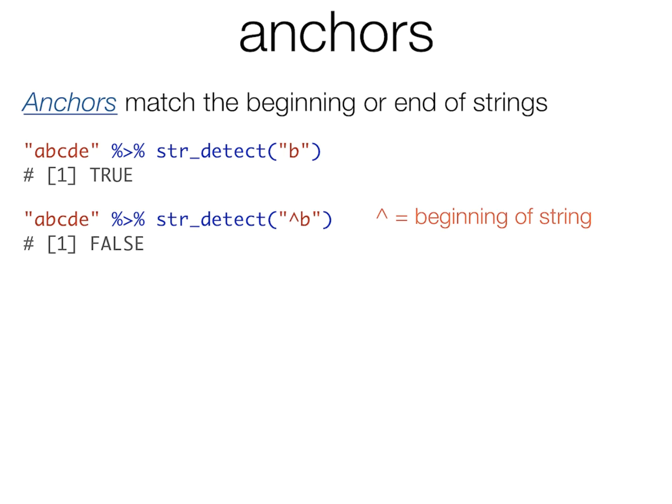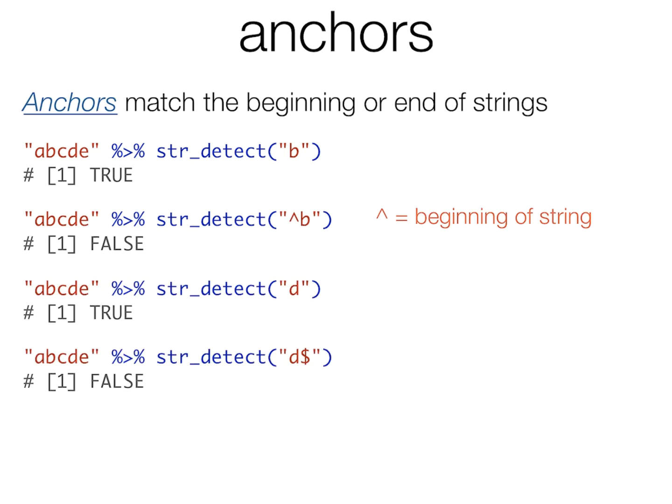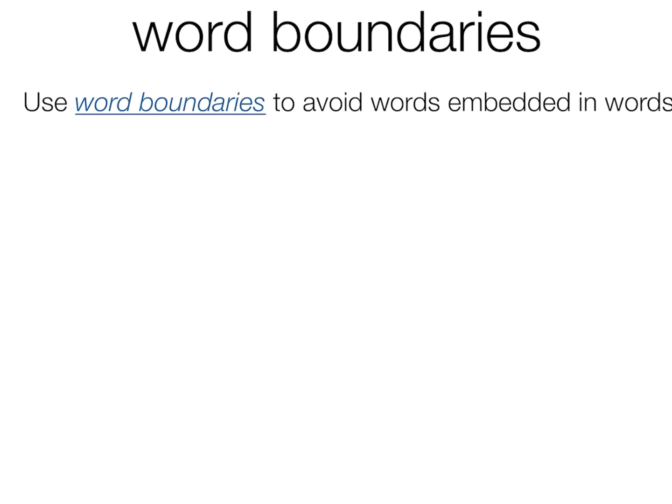If you want to find it at the end, that is coded by the $ sign. So here I check if D is in the string, the answer is yes. I check if D is at the end of the string, and the answer of course is no. The $ sign is indicating the end of the string.